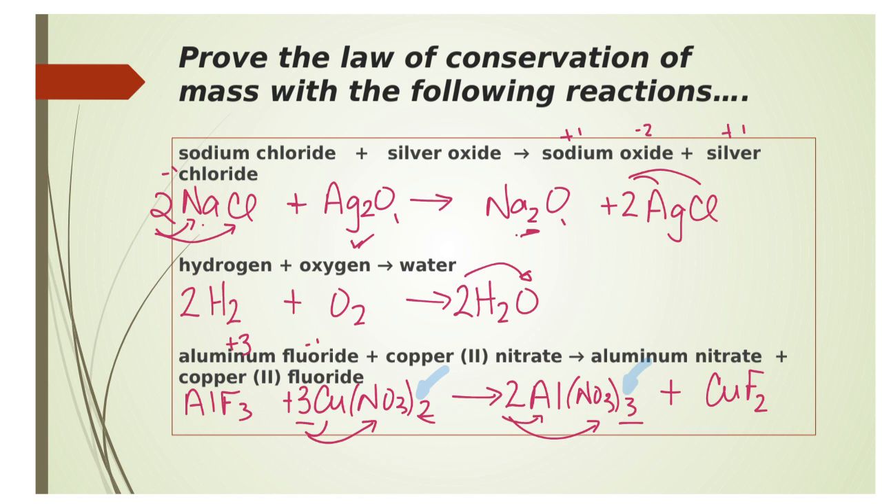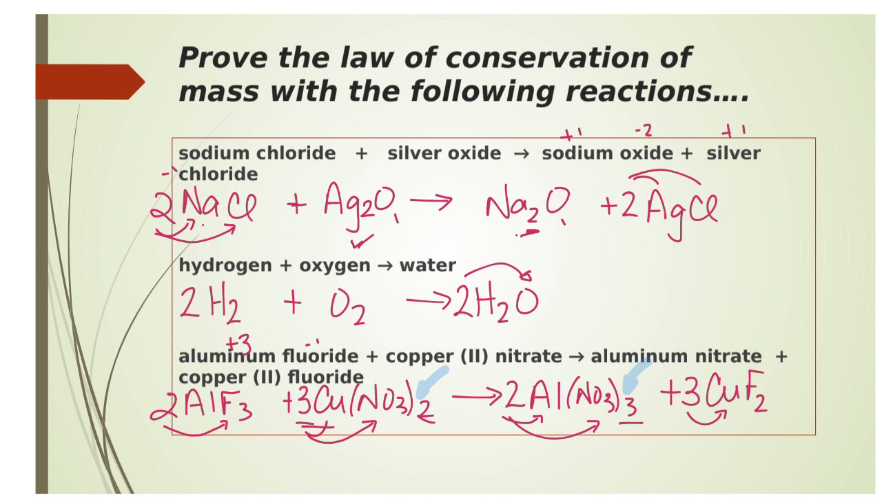I have 2 aluminums here. I'm going to come over to the reactant side and put a coefficient of 2 down. I've now just changed my number of fluorides. 2 times 3 is 6. I come over to the product side. I need 6 fluorides, so I multiply everything by 3. I now just changed my coppers to 3, and we already had that on the other side.